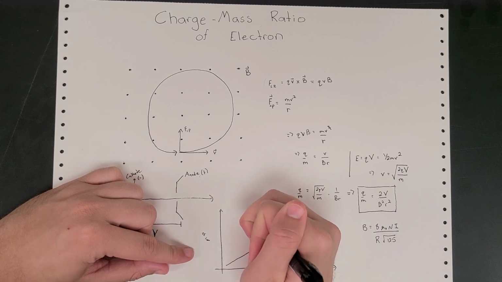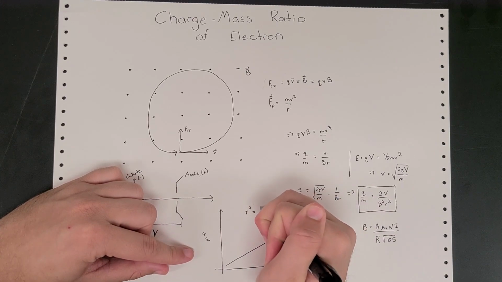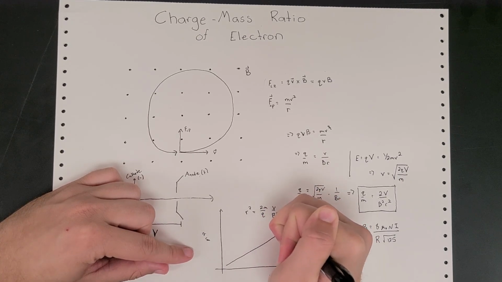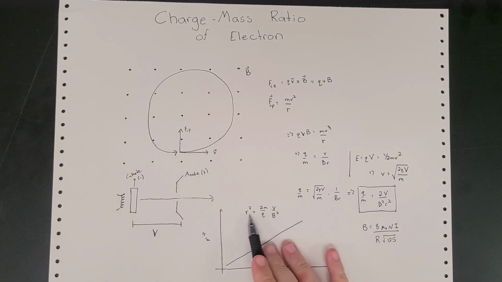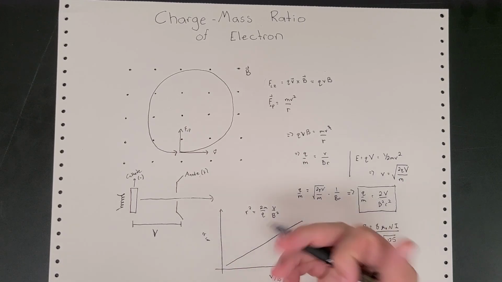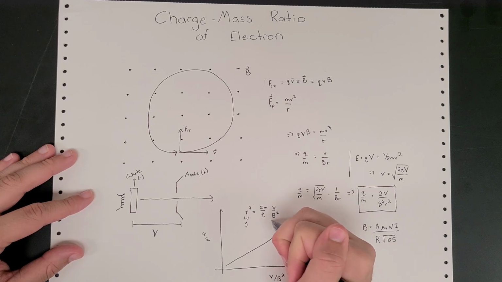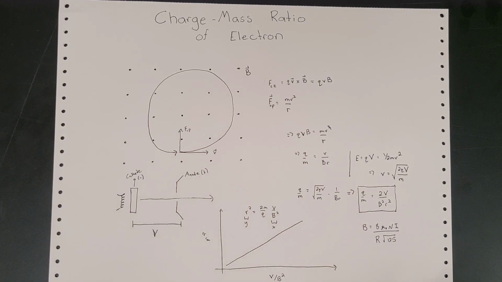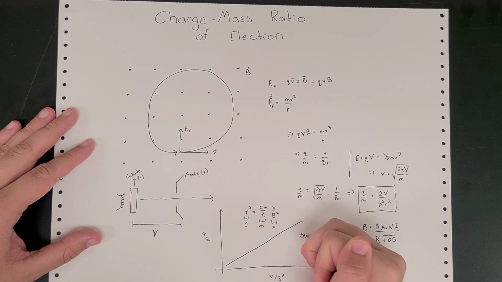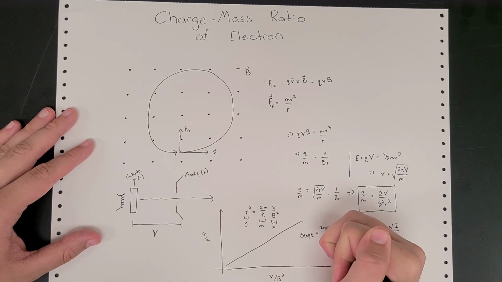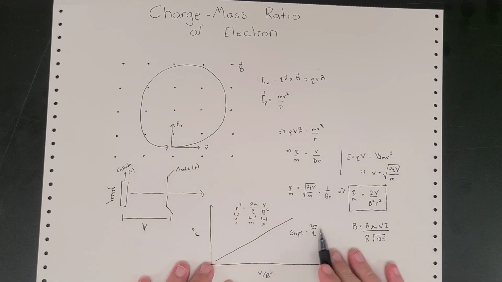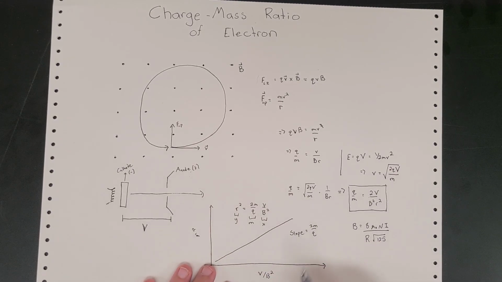Okay, and if we do that, the equation you'll get is r squared is equal to 2m over q times v over b squared. So we just took this equation for the charge to mass ratio and rearranged it into a linear form, where r squared is our y and v over b squared is our x variable. All right, and now you can see that our slope m is going to be equal to 2m over q. So whenever we graph this, you're going to get a value equal to 2m over q. So you can't just leave that as is, okay?